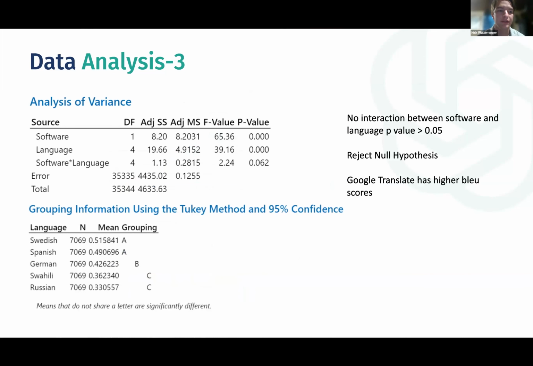Getting into the ANOVA tests that we ran, the software and language interaction was not important. The p-value was a little bit greater than 0.05, which means we can conclude there is no real interaction. As you can see at the bottom, there was statistical significance between the languages as well. If you were to use a language like Swedish or Spanish, you would generally score higher for either software than with German, Swahili, and Russian.